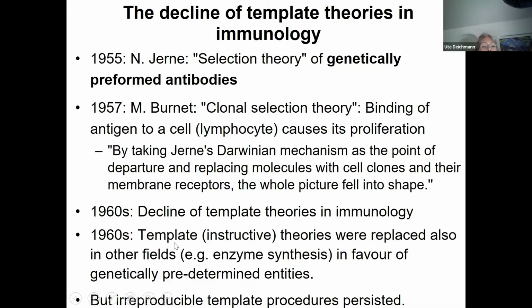So as a result, we have a decline of template theories, not only in immunology, but also in other fields like enzyme synthesis, in favor, in all the cases, of genetically predetermined entities. But irreproducible template procedures still persisted, for example, in Schulz's work on catalytic antibodies, which also were shown not to be specific, and in many other cases, which I don't want to talk about now.